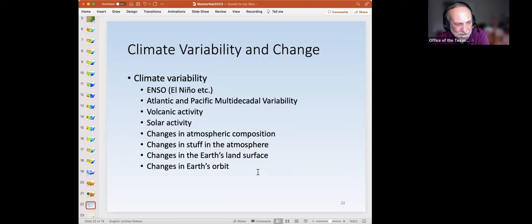Volcanic activity can affect the climate on a year-to-year basis. We get a big volcanic eruption that puts a lot of dust or sulfate aerosols in the stratosphere. Solar activity: the sun's fairly constant in its intensity, but it does vary a bit. And then you've got other changes, including what's in the air and where the Earth is relative to the sun, which is not a simple fixed orbit either.